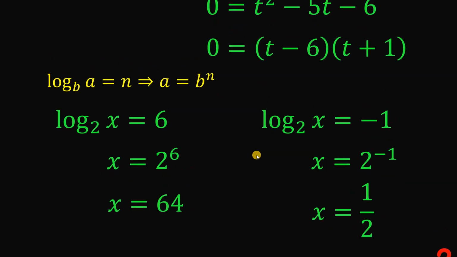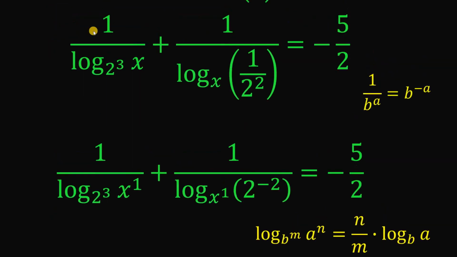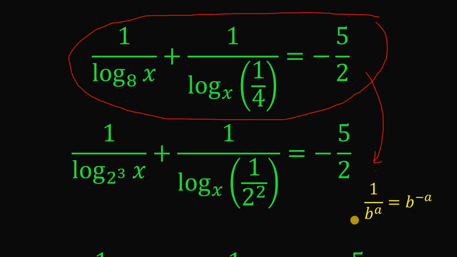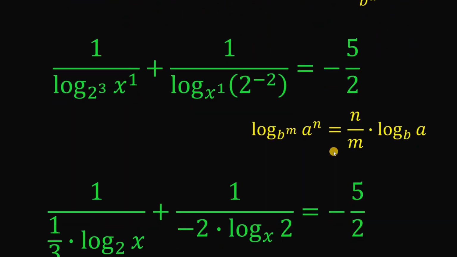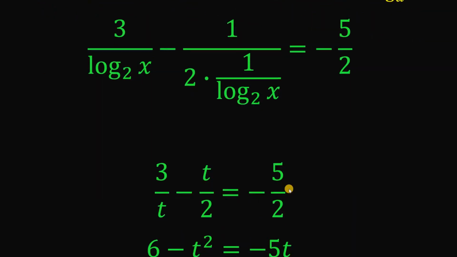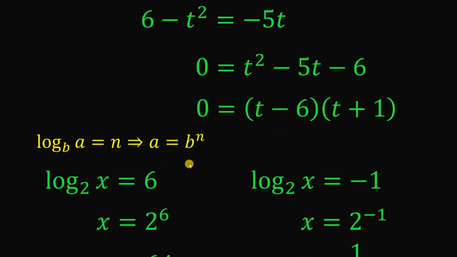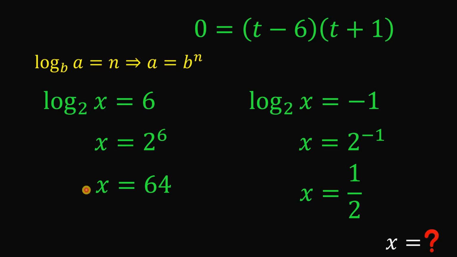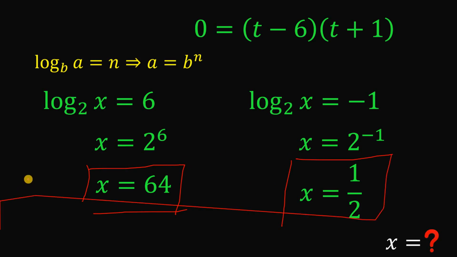Now, going back to our solution, we're given an equation 1 over logarithm of x to the base of 8 plus 1 over logarithm of 1 over 4 to the base of x equals negative 5 over 2, and our solution goes like this. We use laws of exponents, and also we use laws of logarithms a lot, and finally we have a quadratic equation, and now we solve for the value of x using this identity, and there you go. We have two possible values, x equals 64 and or x equals 1/2, and that is our answer.